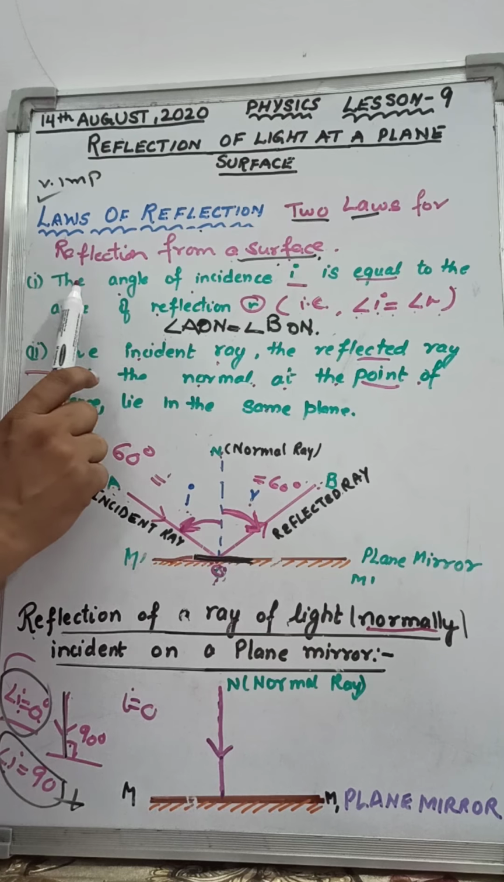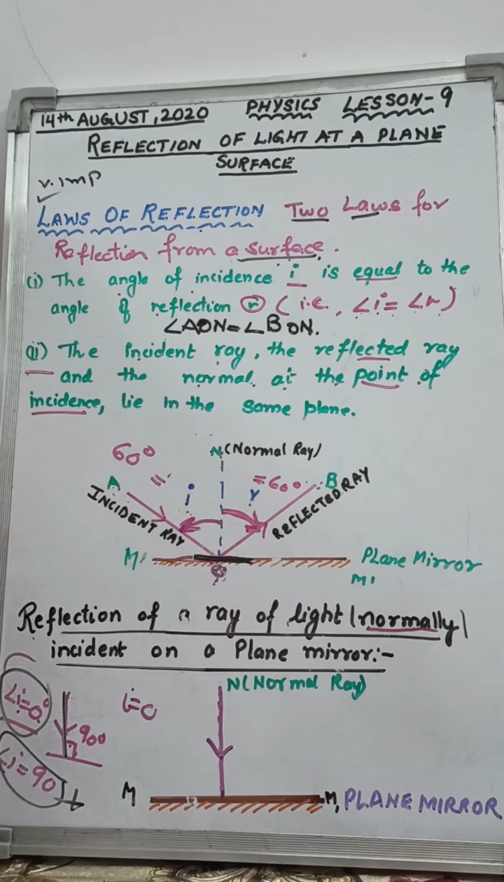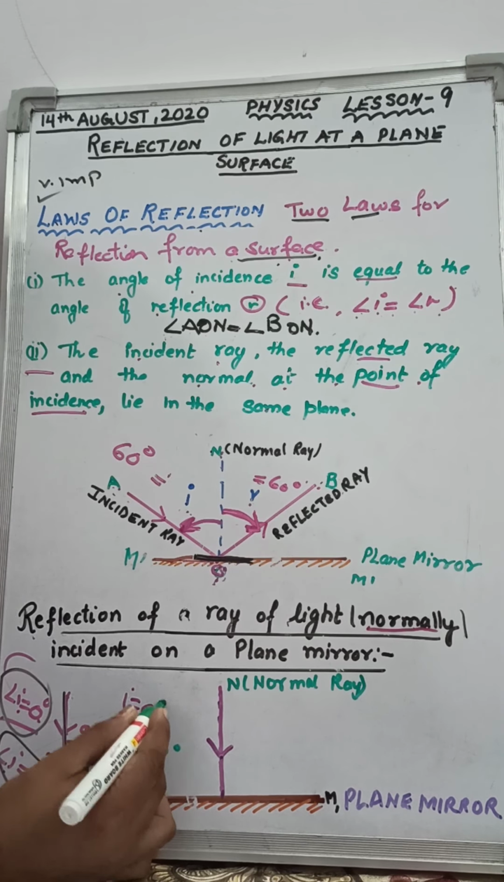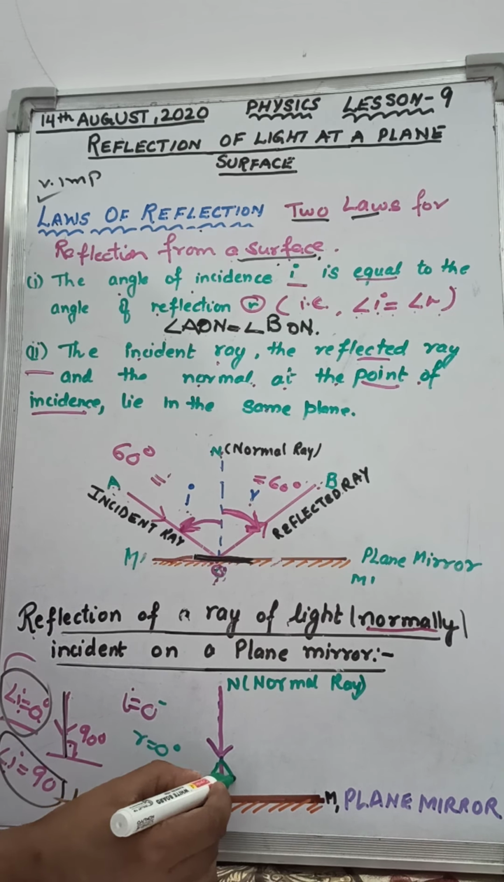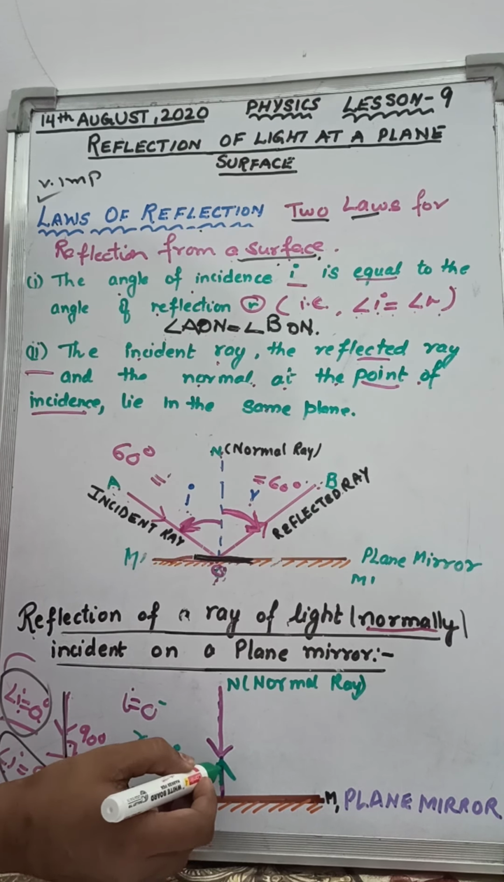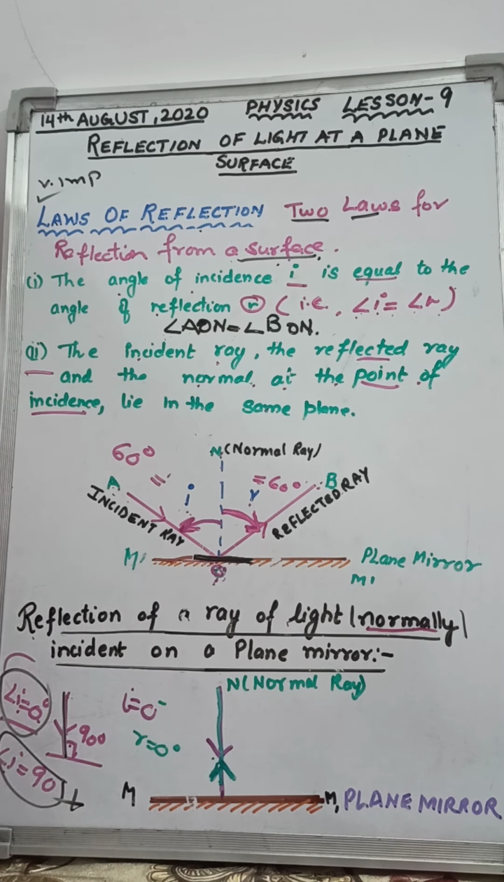And according to the first law of reflection, angle of incidence is equal to the angle of reflection. So angle of incidence is 0 degrees. What will be your angle of reflection? Angle of reflection will also be 0 degrees. That means this reflected ray will move along the same path. This path is the path of the reflected ray. And when this question comes, you have to draw an arrow. Clear? So this was a topic.